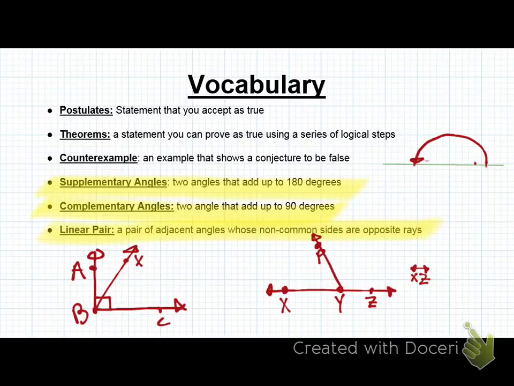Talk to your group. How do you know what supplementary angles are? Okay. You good with that? Y'all like that? I hope so. Okay, cool.